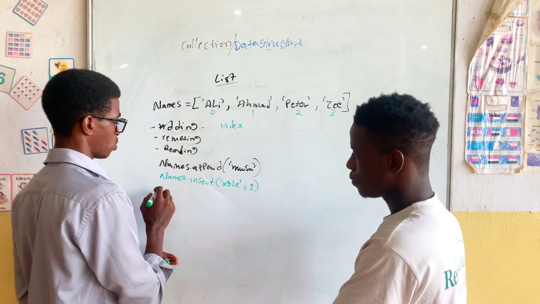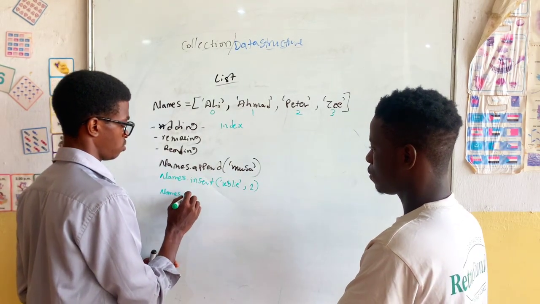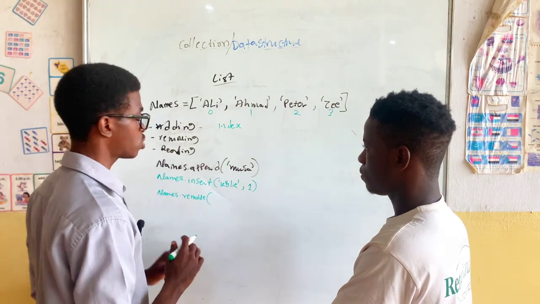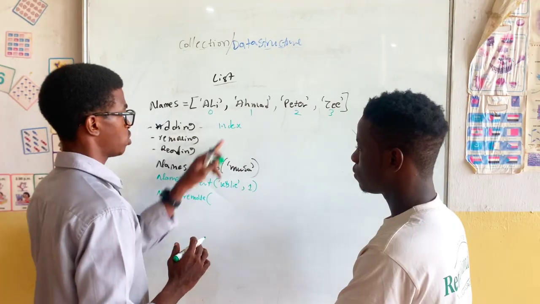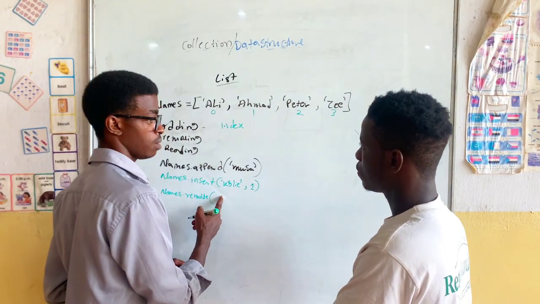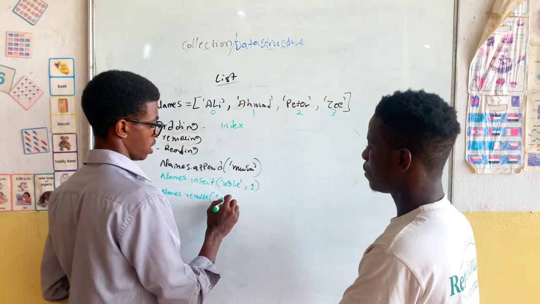And now we can also remove our element. We can just say names dot remove. When I say names dot remove, I want to remove my element. So maybe I want to remove Ahmad. What I just have to do is put the name of the element I want to remove. Then I will put what? Ahmad.